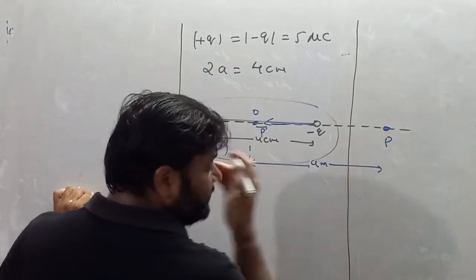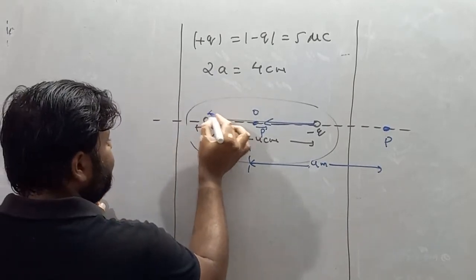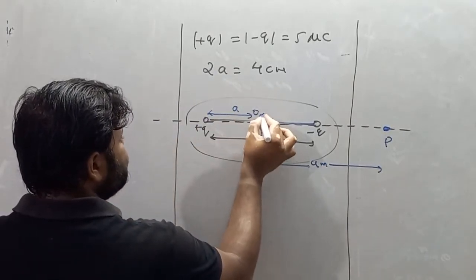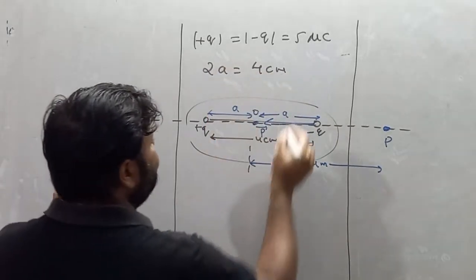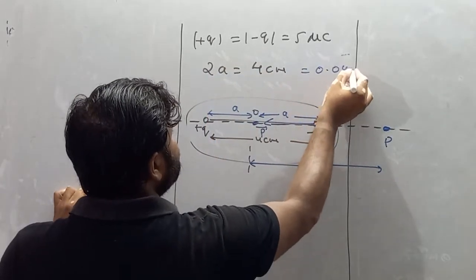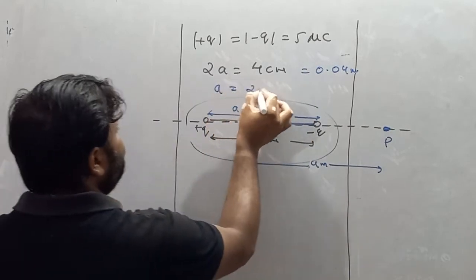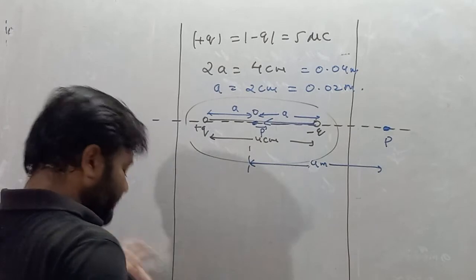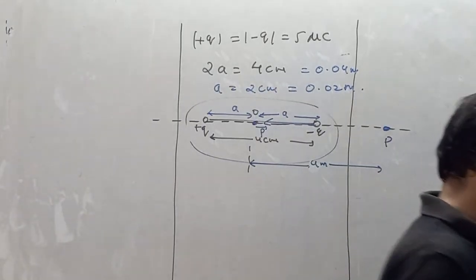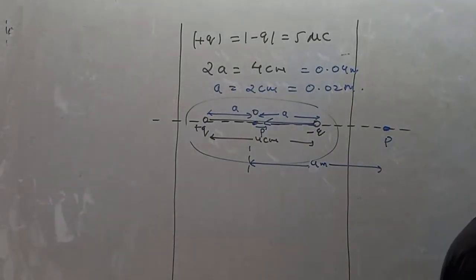So this point is on axial line, and if we are taking this distance as a, similarly this distance is also a. So the value of 2a is 4 centimeters, so it will be 0.04 meter, and the value of a is 2 centimeters, so it will be 0.02 meter. So we wish to find electric field on axial line. I already defined the concept of electric dipole on axial line.